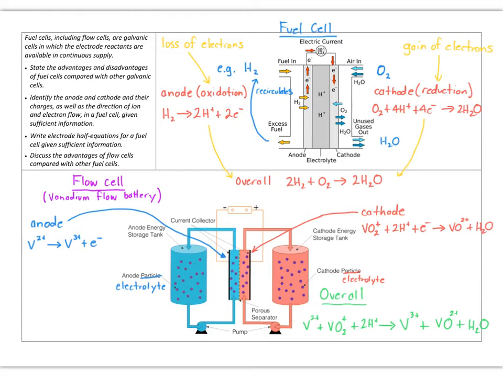Obviously we have the anode, so we have the loss of electrons here. I haven't drawn that in, I'll just quickly put that in. We have the loss of electrons at the anode because it's oxidation, and they go through the circuit like that to the cathode, where we get the gain of electrons, reduction, and that process is what drives the flow of charge.